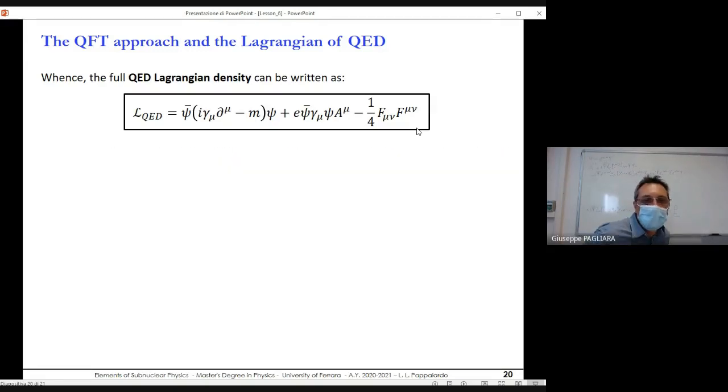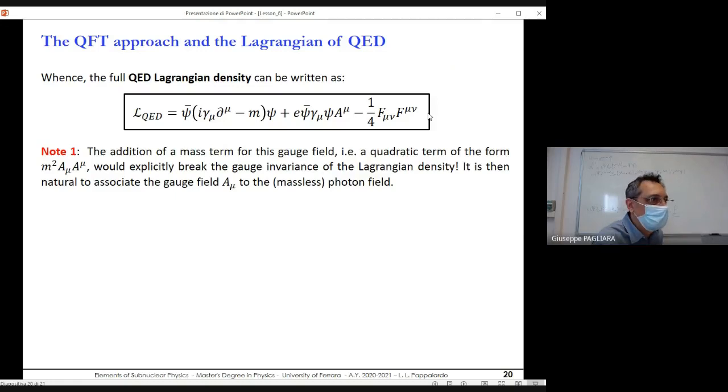Now you might ask, why in this Lagrangian do we have a mass term for the fermion, but we don't have a mass term for the gauge boson? The reason is that if you put by hand a mass term for your gauge boson here, you will immediately break the gauge invariance of this Lagrangian density. So if you put a mass term for A_mu, the Lagrangian will no longer be symmetric under the gauge transformation. And so it is natural to associate the gauge field A_mu to the massless photon field, of course. So this mixed term here is essentially the interaction between two fermions through the exchange of a virtual photon field.